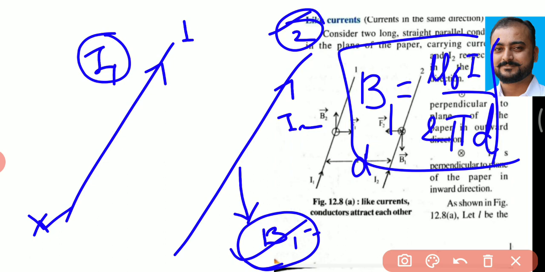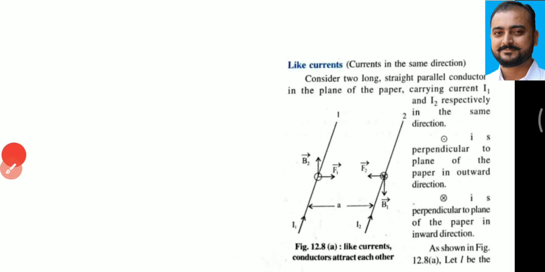Now, as we found here, the magnetic field produced due to conductor 1 is B1, and now the current flowing through this conductor is I2. I am drawing this figure once more.